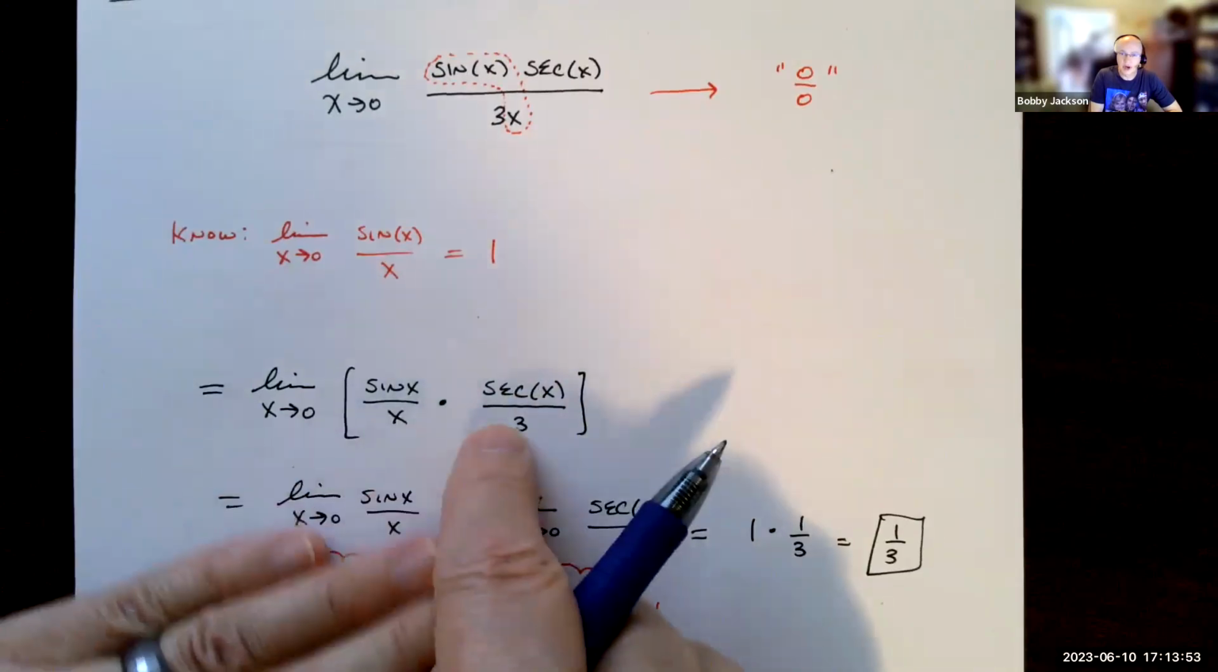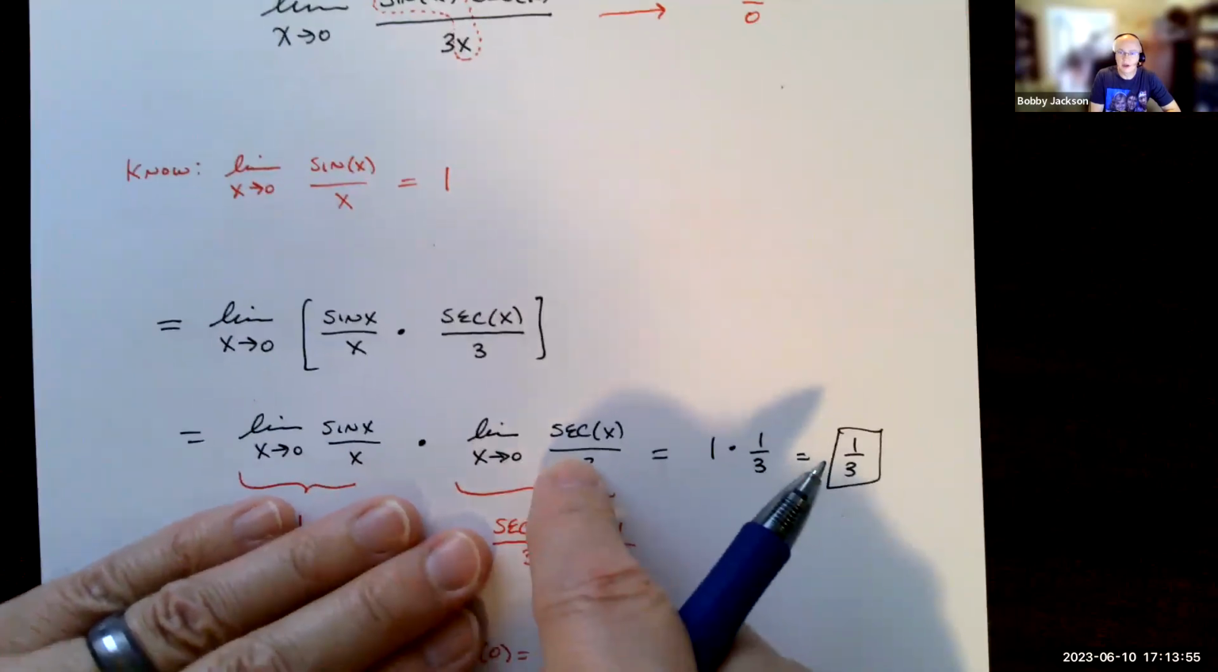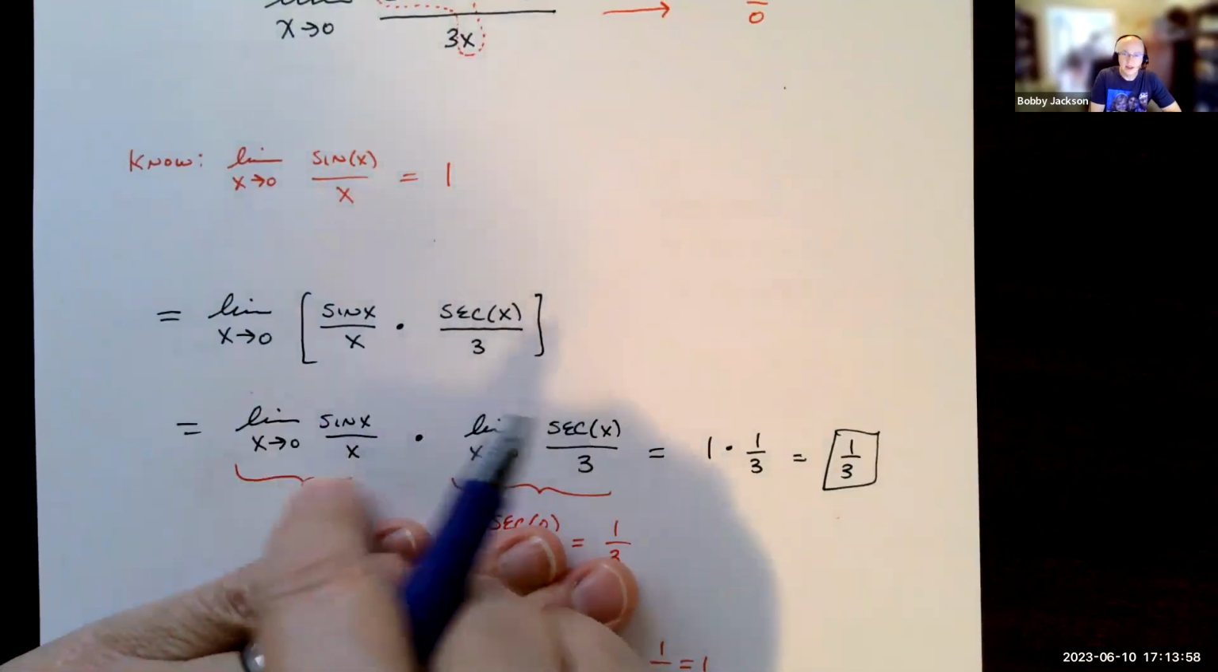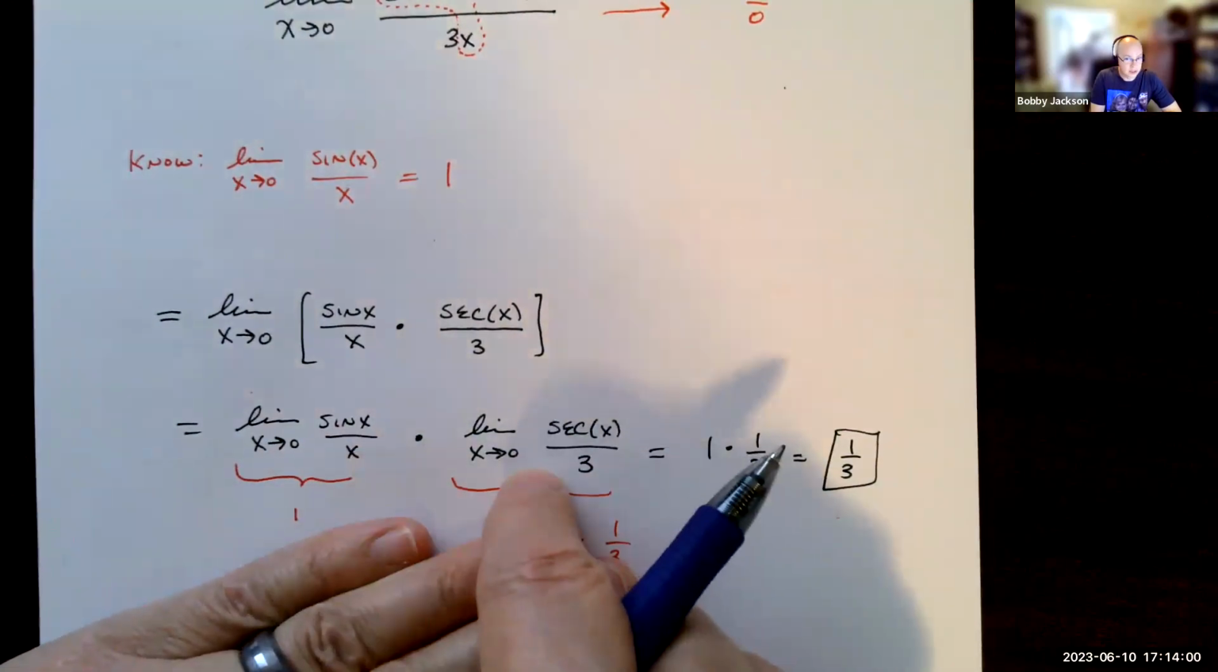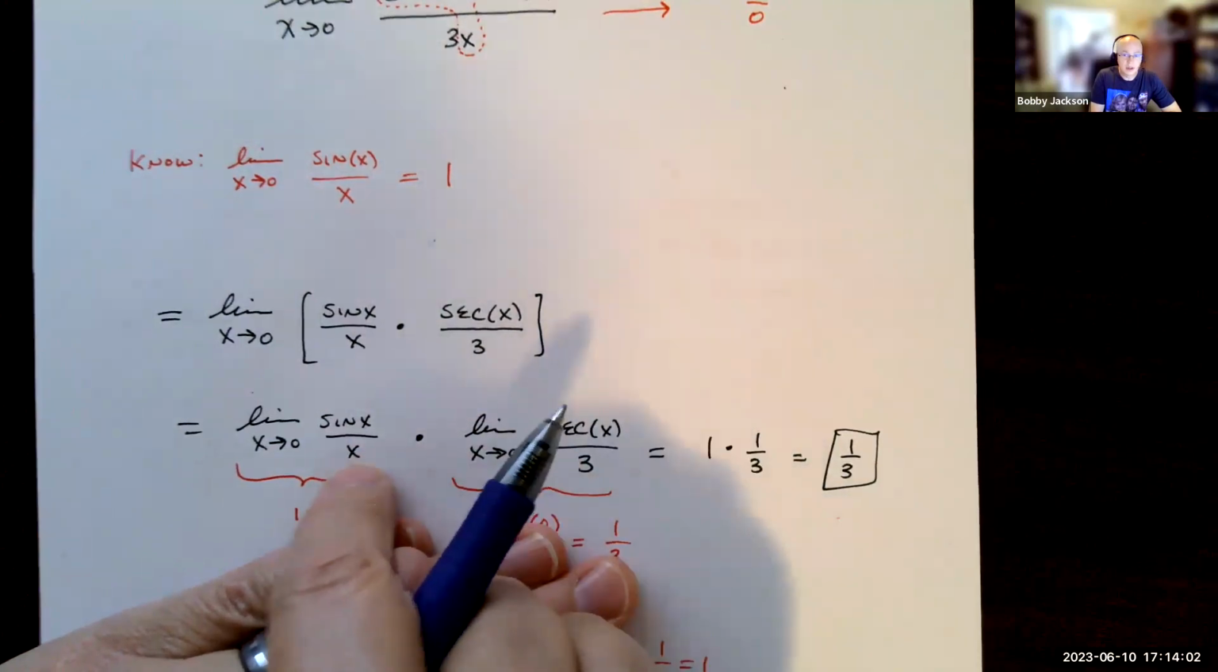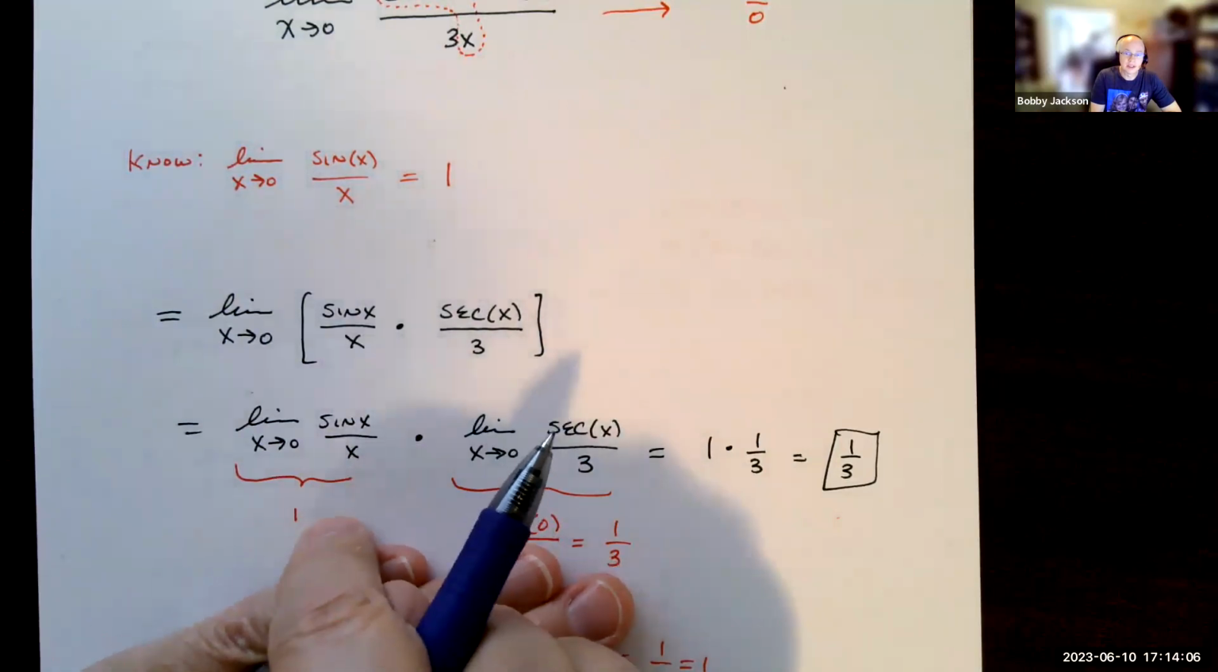Now the limit of a product is the product of the limit of those two functions, provided these two limits exist, very important. And we know this limit exists. We just talked about it, right? The limit as x approaches 0 of sine x over x is indeed 1.